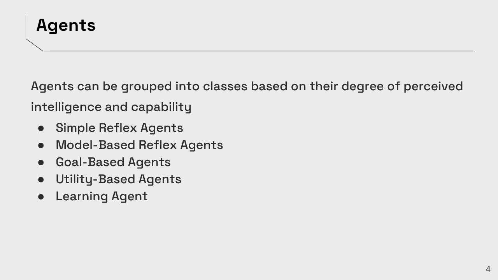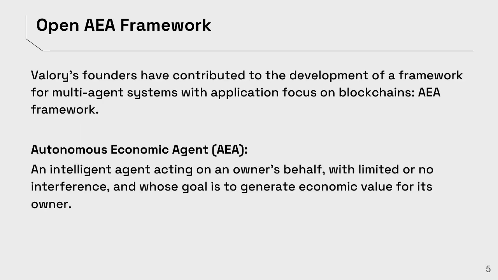Finally, the most complex kind of agents are learning agents. These kind of agents are able to operate on unknown environments and gain knowledge progressively in order to approach their objective. It is out of the scope of this presentation to give details of all these kinds of agents. The goal of this first half of the course is to give you an overview of the Open AEA framework so that you have the necessary tools in order to develop your own autonomous economic agent.